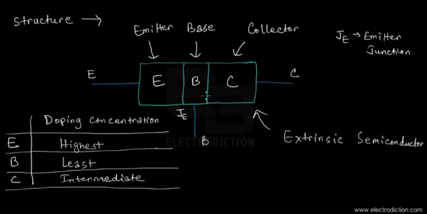And also the contact point between the base and the collector semiconductor sections is referred to as the collector junction, termed in short as JC. So here JC would refer to the collector junction. Okay, there you go.